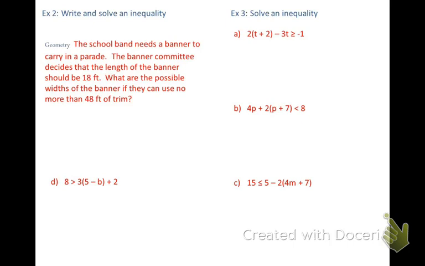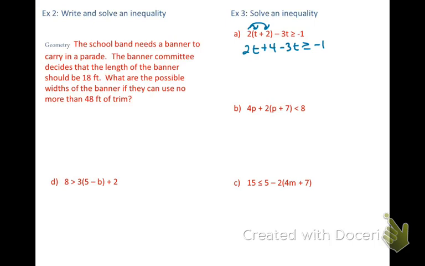We will get back to the word problem. Right now I want to get to example 3. We'll do the word problem later. So we need to distribute because there is distributing. I'm going to distribute the 2 to everything. So it's going to be 2t plus 4 minus 3t is greater than or equal to negative 1.